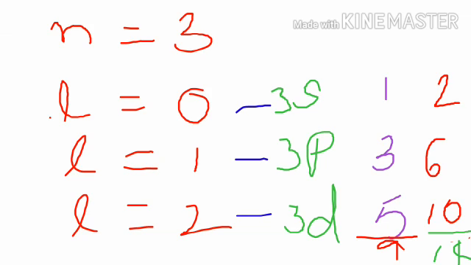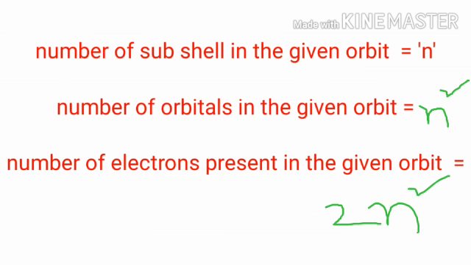Therefore in the third orbit there are totally 1 plus 3 plus 5, that means 9 orbitals present. Each orbital has 2 electrons maximum. Therefore 9 into 2, 18 electrons are present in the third orbit. So generally we can say the number of subshells present in the given orbit is equal to n.